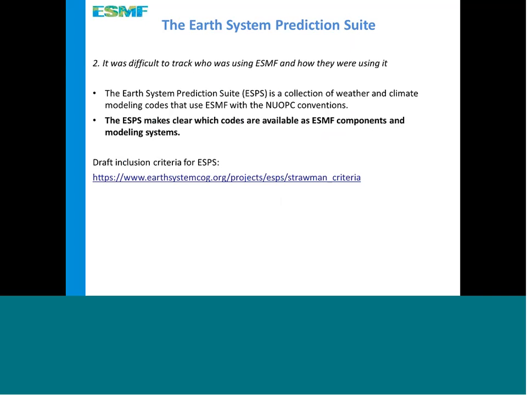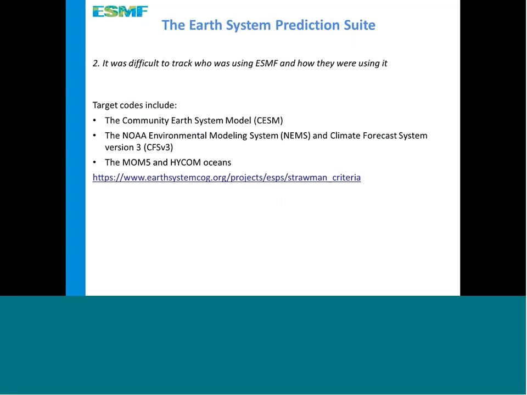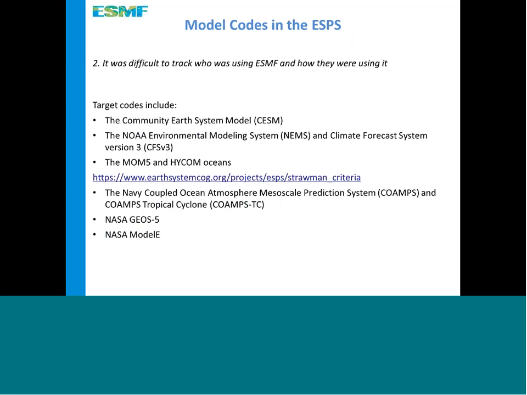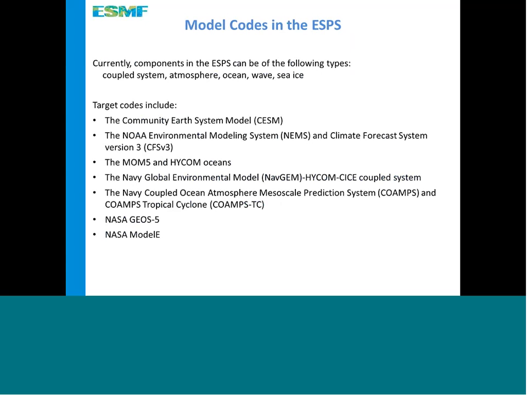It's a collection of weather and climate modeling codes that are using ESMF within WASP conventions. And there's some draft inclusion criteria on that page. So currently, components in ESPS can be coupled system, atmosphere, ocean, wave, or CI. So it's really the big stuff. And target codes include CESM, NEMS, which Mark will be talking about, including CFS v3, the MAPP and HICOM oceans, the Navy global and regional models, and the NASA GS5 and Model E codes.